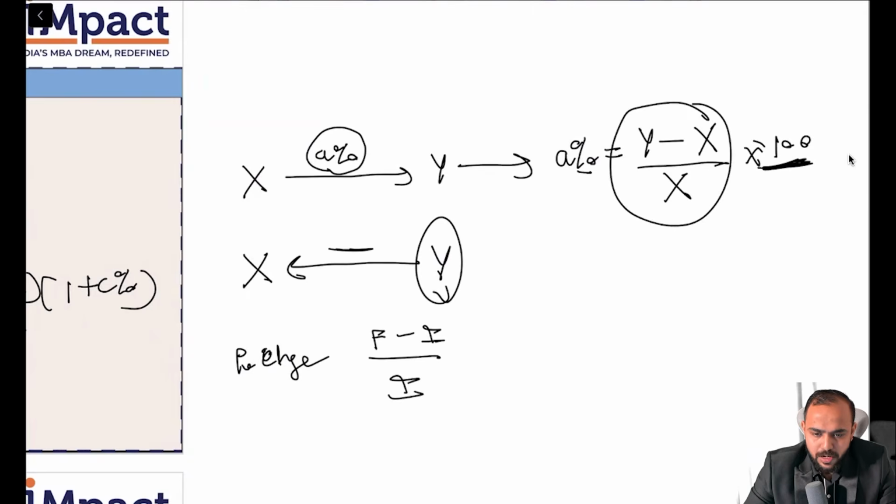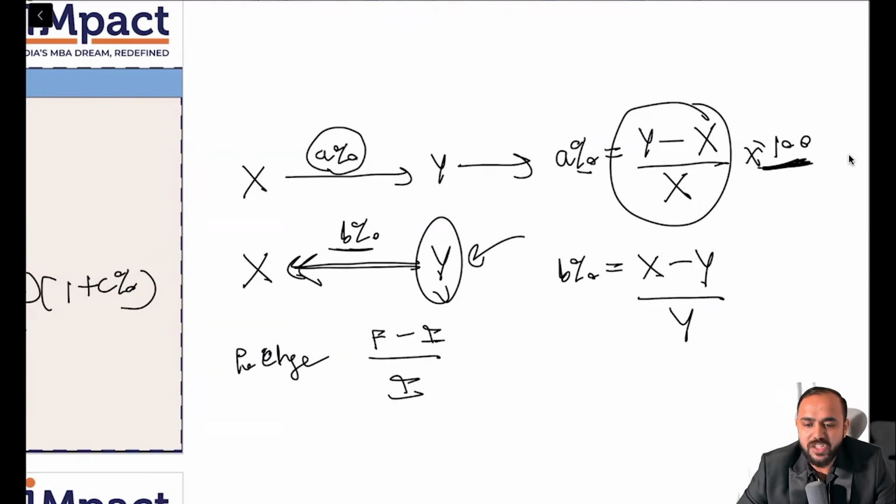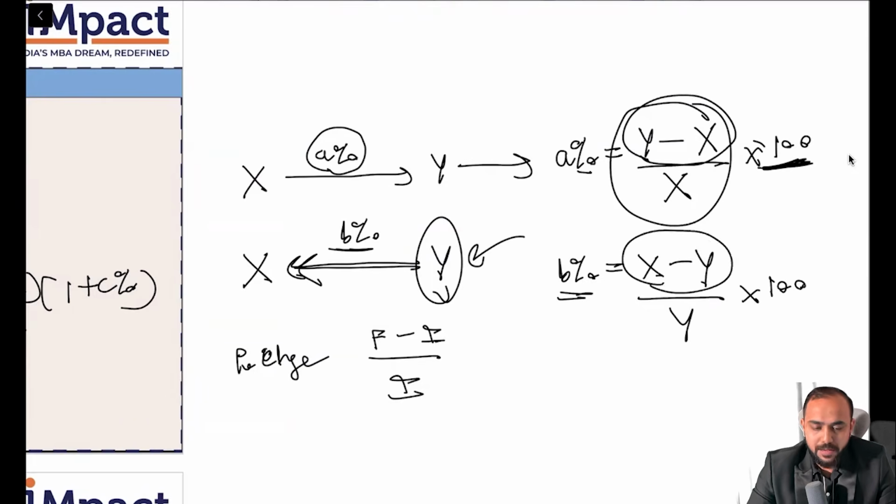All right. If this is the situation, let's say this is b%, so what you will write is b% is equal to x minus y upon y, because in this change scenario, x is the final value, y is the initial value, so the percentage change is going to be x minus y upon y into 100. Now the numerator is the same in magnitude for both of these. Correct. So the only change that these two have is of x and y.